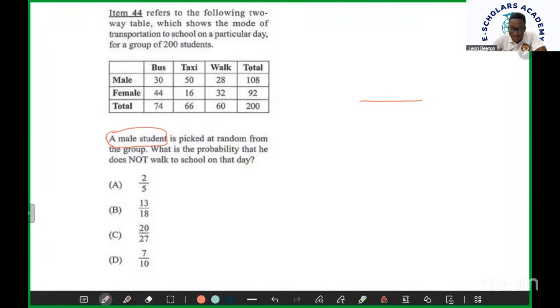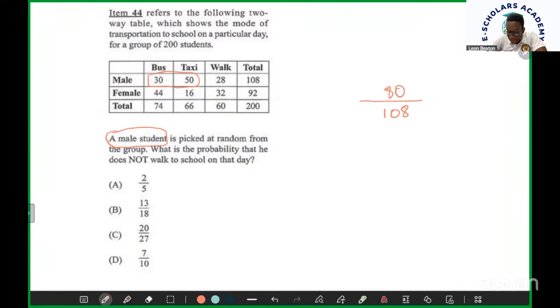All right, so K and G and Spider Girl, right? 108, because it's a male student. So 108 has to go at the bottom. So you want to know the probability that that male student does not walk to school. If they don't walk, that means they took the bus or the taxi. So it's 50 plus 30, which is 80. So it's 80 over 108.